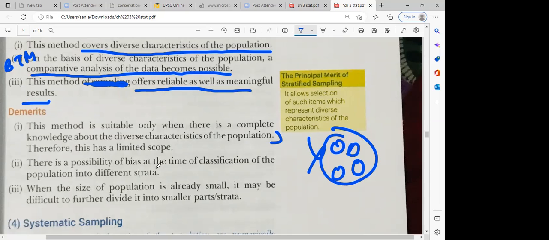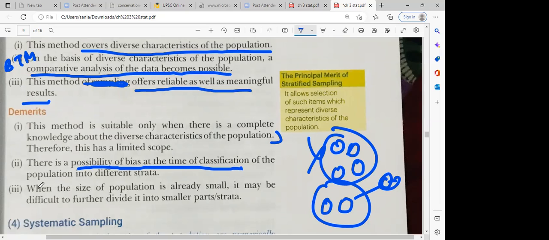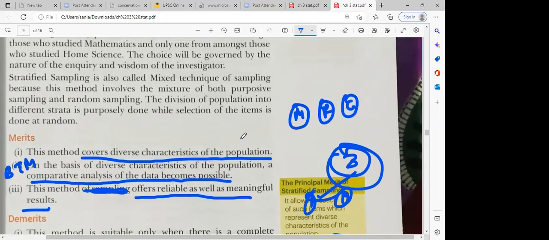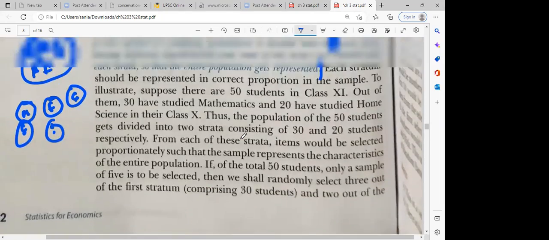Second, there is a possibility of biasness at the time of classification of the population into different strata. Maybe I ignored the children part and I just made only male and female. So personal biases. So you can write possibility of bias at the time of classification. Okay. Then when the size of the population is already small, it may be difficult to divide it further into smaller strata. For example, over here only three people are there. So how will you make groups of three people? You cannot make a group, right? So when population is small, you cannot further break them into smaller parts. So these are basically the demerits here. We have only 6 minutes, so in 6 minutes, you have to write it down quickly.